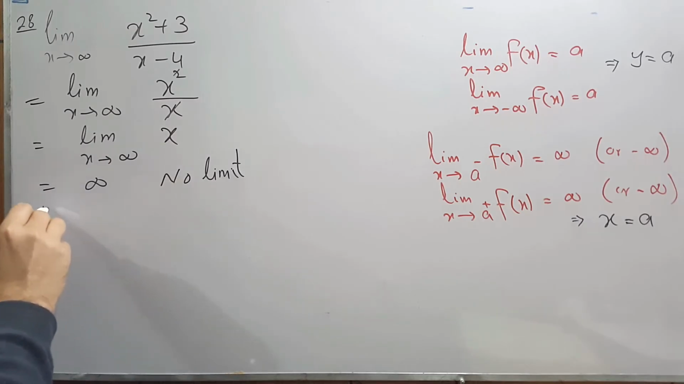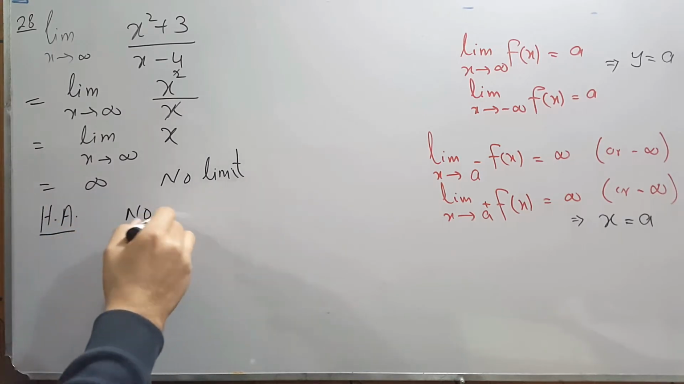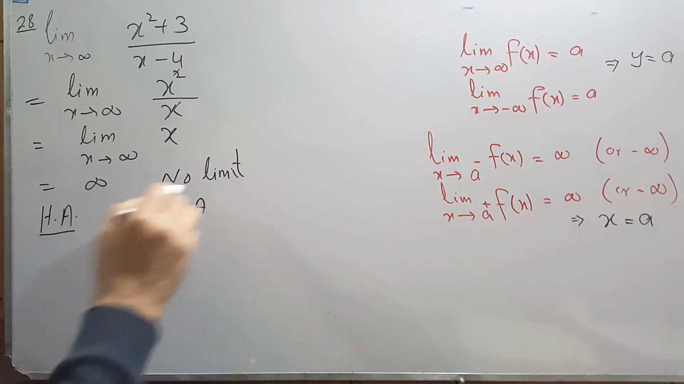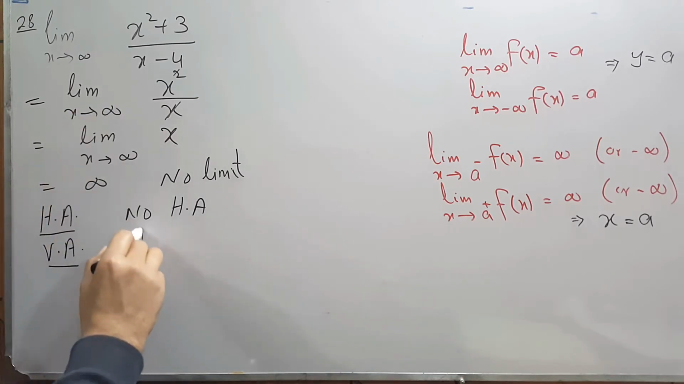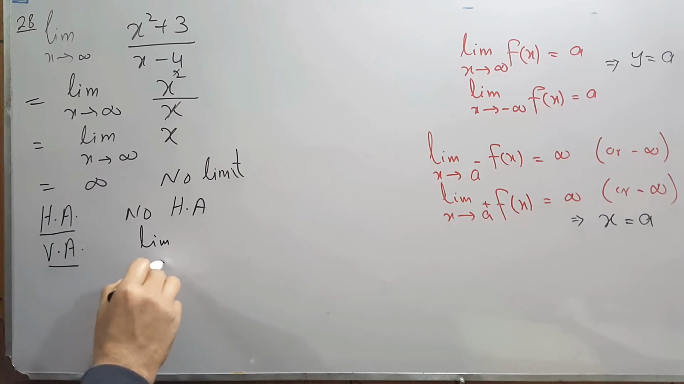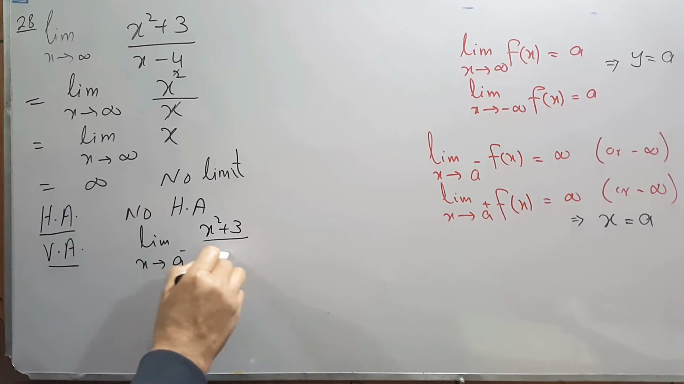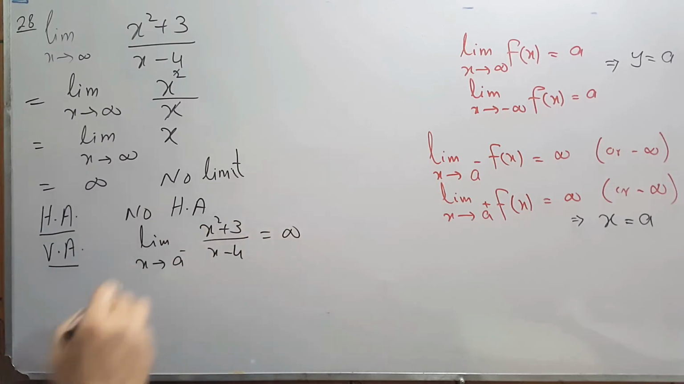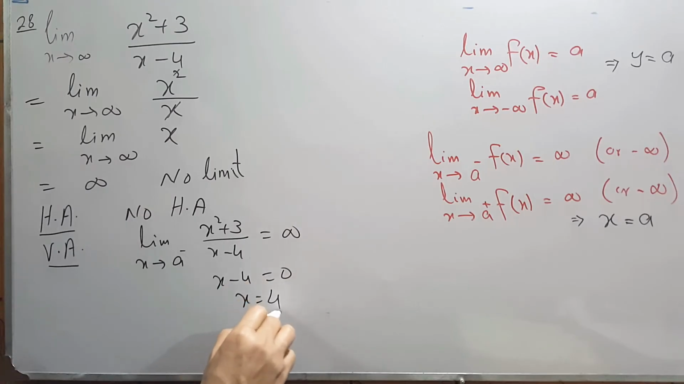And then the horizontal asymptote would be no horizontal asymptote. For the vertical asymptotes, we can see that the limit as x approaches a of the function (x squared plus 3) over (x minus 4) is infinity. So we have x minus 4 equals 0, which means x equals 4 is our vertical asymptote.